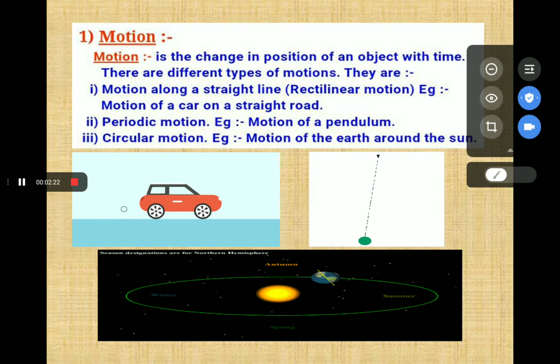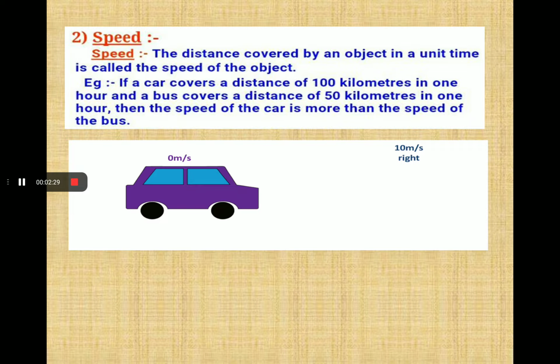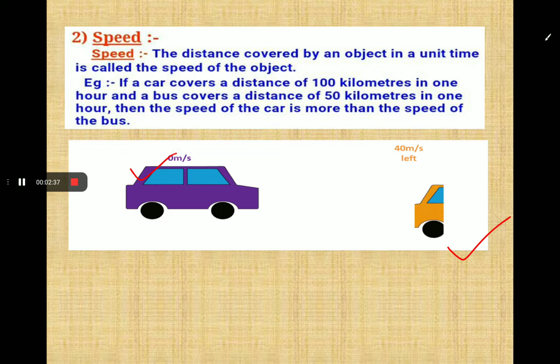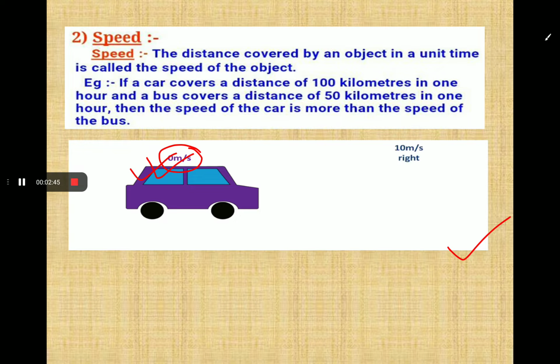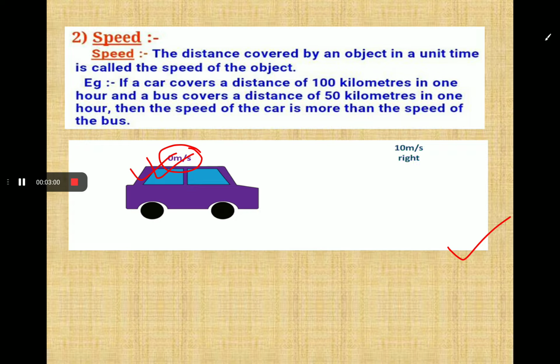Now in the next slide the topic is speed. Students, first of all have a look at this image. In this image there are 3 cars, and this purple car is at rest because it is not in motion. Its speed is 0 meter per second. The green car is traveling fast and the blue car is traveling slow. So, students, speed is simply the word which tells us how fast or slow the object is moving.